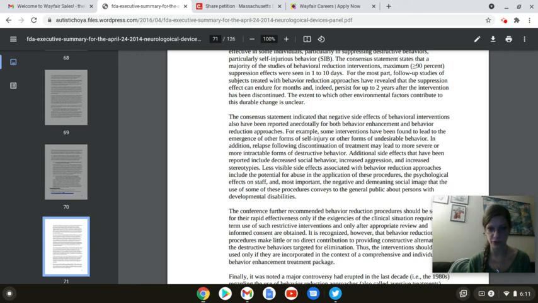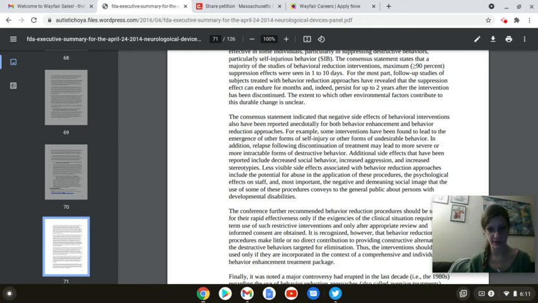The psychological effects on staff, and most important, the psychological effects on the staff? But who cares about the person with disabilities, right? Their mental health doesn't count. Their sense of safety doesn't count. God. And most important, the negative and demeaning social image. Social image? Social image.